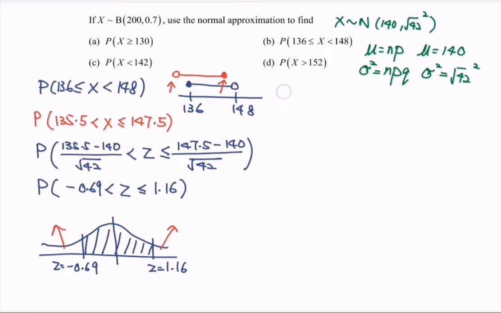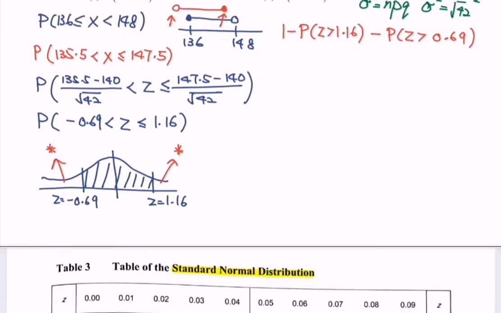So the formula will be 1 minus the probability, where we focus on this part, which is z greater than 1.16. It doesn't matter whether it is greater than or greater than or equal to, because in this case we are in the continuous case, so the sign is not important. Next, we have to minus this part, where we have the probability that z is greater than 0.69. So kindly refer to the table.